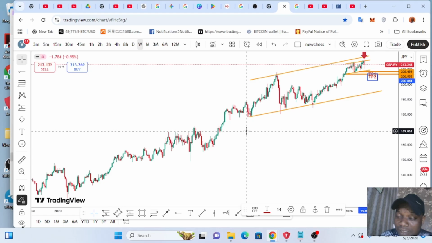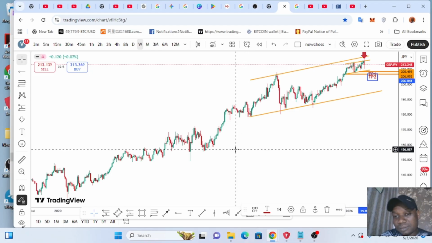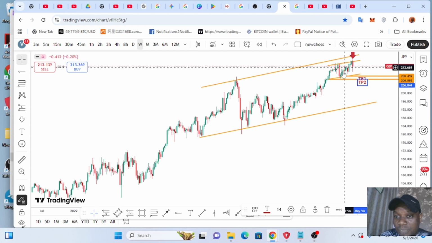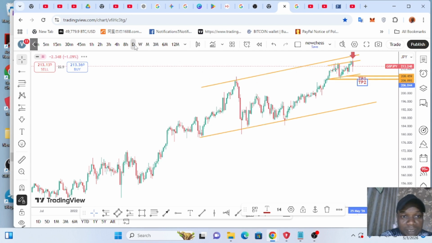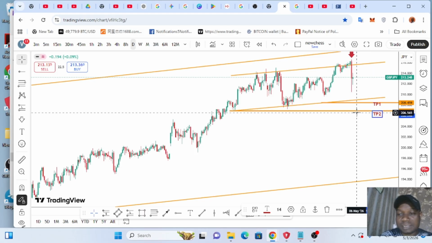And based on my trading style, the retracement is actually happening. It is going to happen this week. So if you can quickly, based on the daily time frame, let me go back there, get our take profit here and here and leave the market.